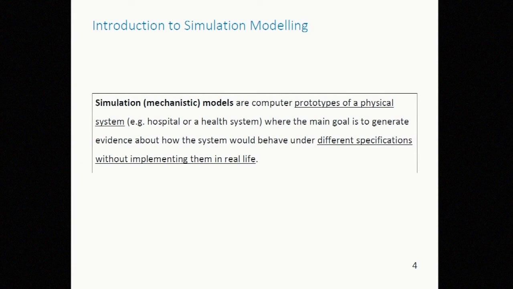One is that these are prototypes of a physical system. So what matters in simulation modeling is essentially the physics, the mechanics, or the dynamic of the system that we are interested to study. So a lot of people compare these models to a video game, okay, except that we often don't have such visualizations in the models that we develop.